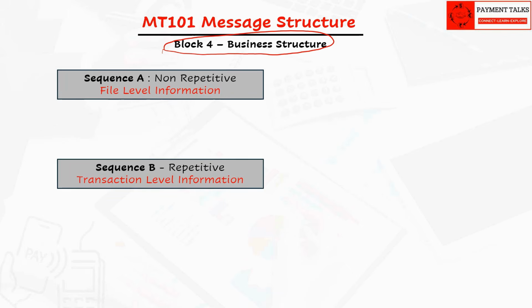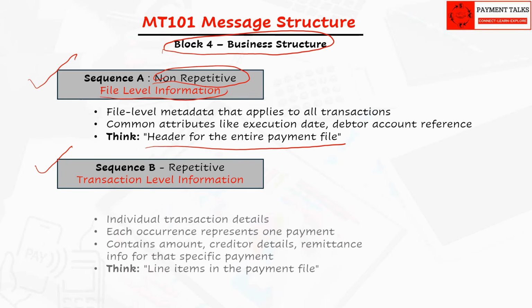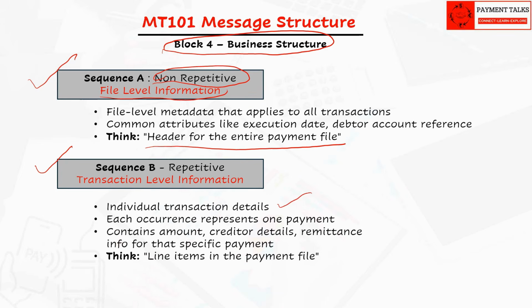MT101 is a two-layer structure. First layer is sequence A with single occurrence. This is file level metadata that applies to all transactions in the message. It contains common attributes like execution date, debtor account reference. Think of it as the header of the entire payment file. The second layer is sequence B with multiple occurrences. This has individual transaction details. Each occurrence represents one payment. It contains amount, creditor details, remittance info for that specific payment. Think of it as line items in the payment file.